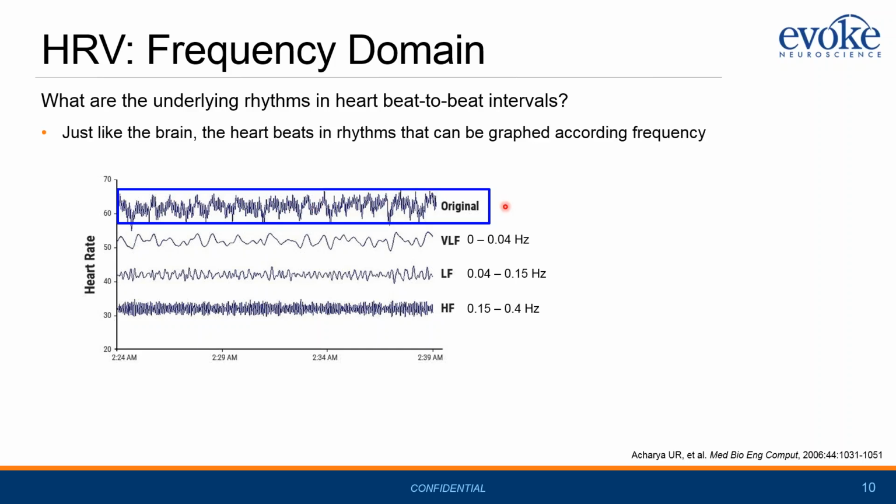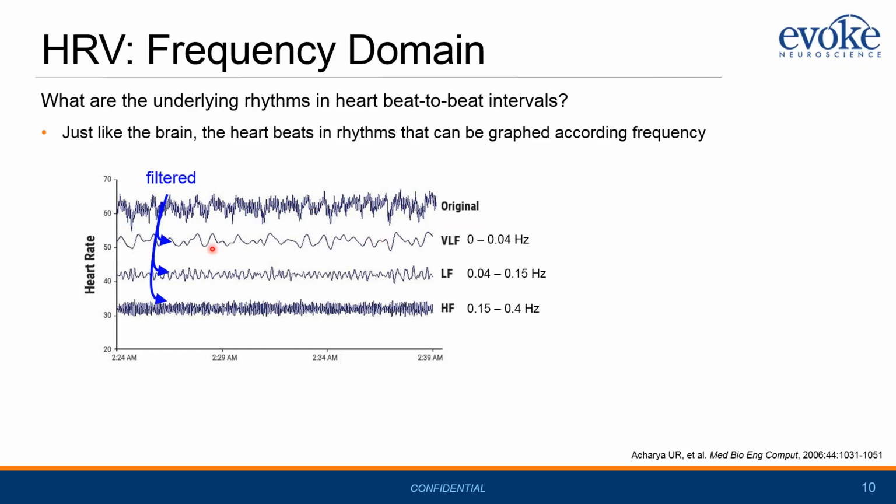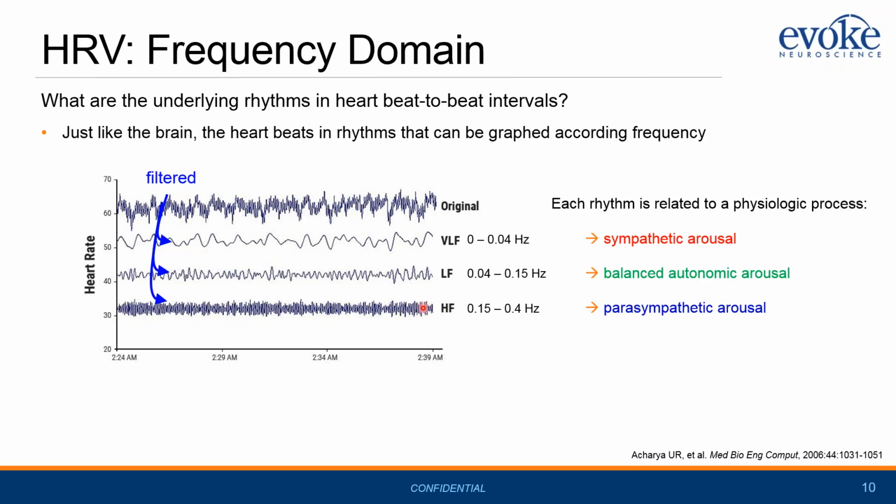Now, if we use a computer algorithm to filter this out, we can detect slow waves, medium waves, and fast waves. These are called very low frequency VLF, low frequency LF, and high frequency HF. Now, the reason why we care about filtering out this original waveform into these slow, medium, and fast waves is because each of these rhythms is related to a physiologic process. So these slow waves, VLF, are related to sympathetic arousal. Medium waves, LF, are related to balanced autonomic arousal, and high frequency waves are parasympathetic arousal.